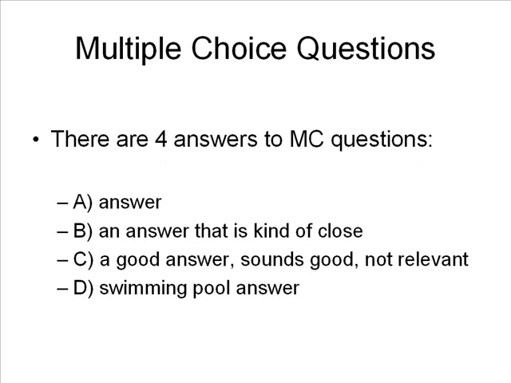Now, multiple choice questions. There are 4 answers to multiple choice questions. Number 1 is the answer. 2, B, an answer that is kind of close to the answer. And then C, a good answer. It sounds good, but it's not really relevant to the question. And then D is a swimming pool answer. It means it's just kind of out there. It doesn't really make sense. It doesn't apply. It's obviously not the right answer. So what you're going to do when you're taking a test is to begin elimination of the choices that are not correct.